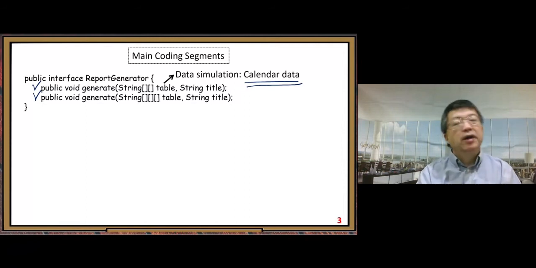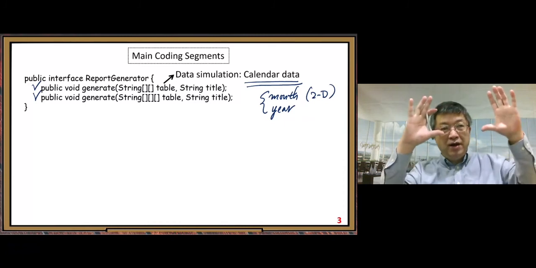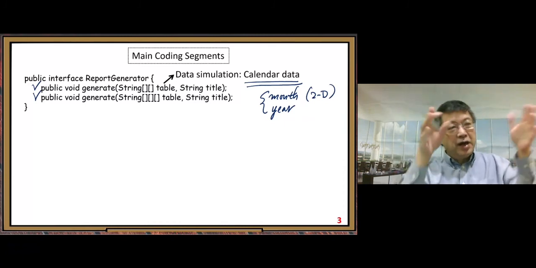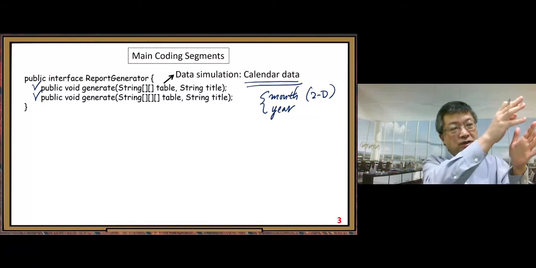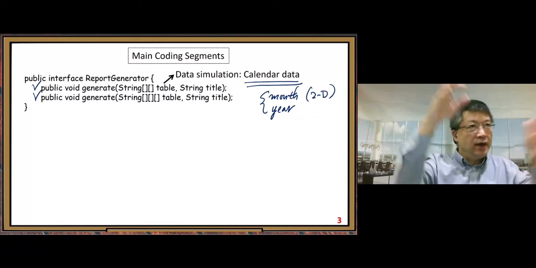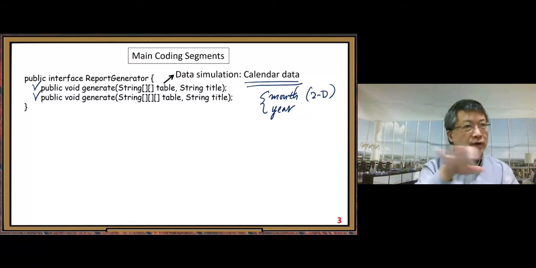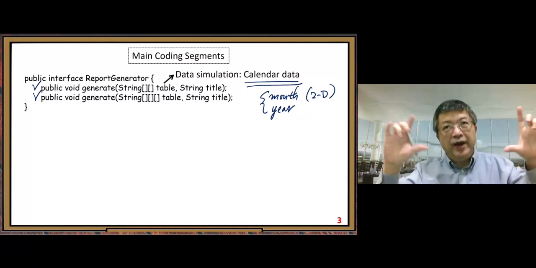The first method generates month calendar data. The second one generates year calendar data. For month, we use the 2D format. You have rows and columns. Each column corresponds to a day of the week, Monday, Tuesday, Wednesday, Sunday. Then you have different weeks, so the rows are for different weeks. So it's a 2D array.